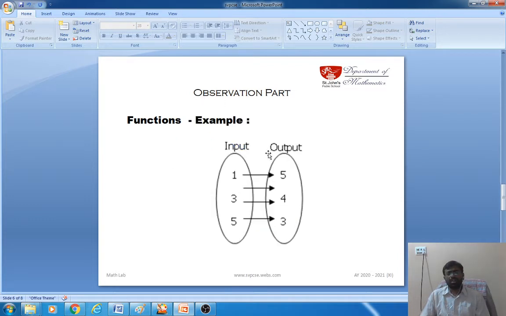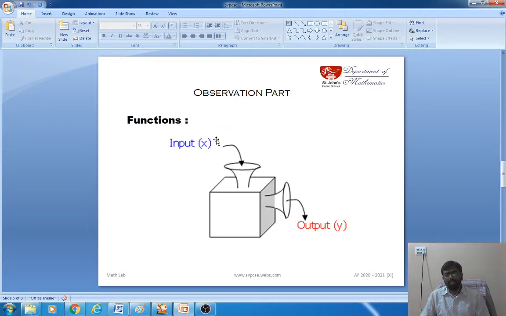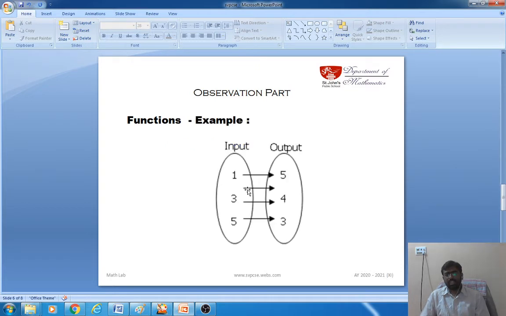So next, the observation part for the function, I have taken some example, and this is some input and this is some output. So assume that there is a function called f of x, and f of x is equal to x square or x square plus 3, whatever it may be. If some input 1 is given, then some output 5 will exist. So some output 3 for some input 3, some output 4 will be there, and for 5, 3 will be there. Okay, so this is just a sample for function. You can go ahead with your own function.